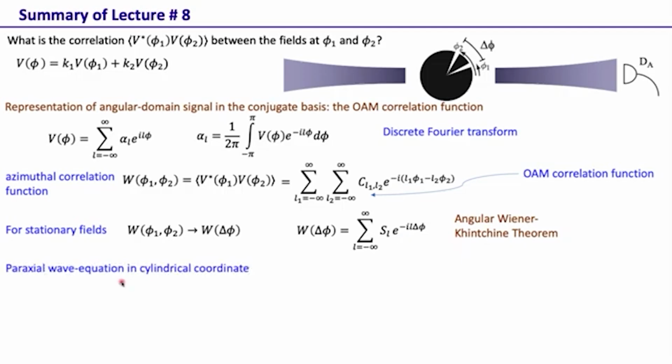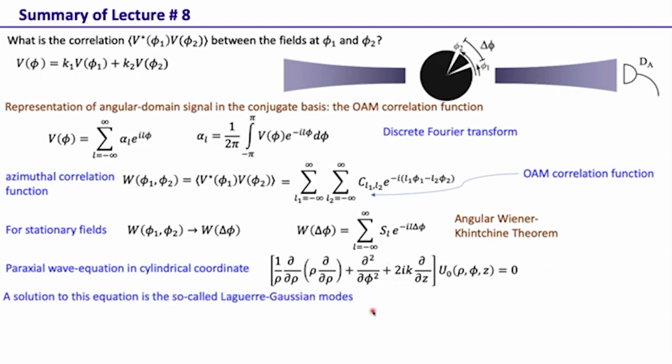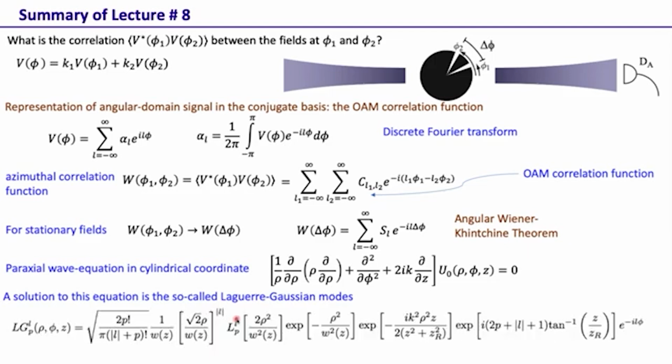Okay, then in order to find the physical mode that represents this e to the iLφ type mathematical mode, we looked at the paraxial wave equation in cylindrical coordinates. We also saw that a solution to this equation is the so-called Laguerre-Gaussian mode, which is given like this. Of course, this solution is a function of ρ, φ and z.